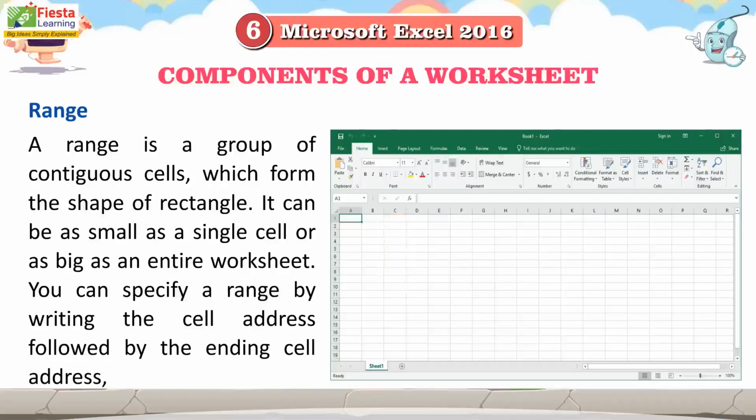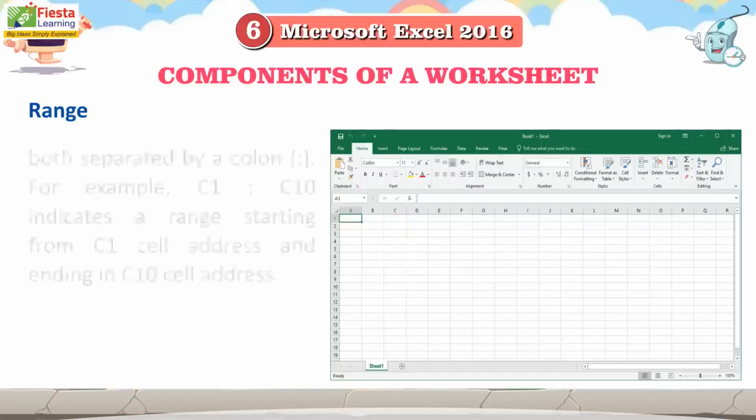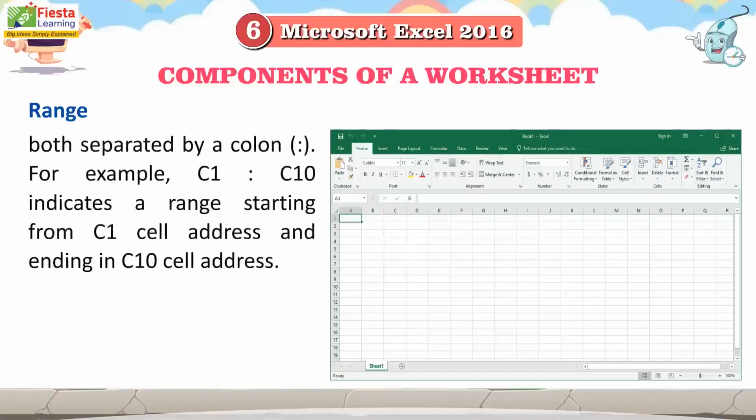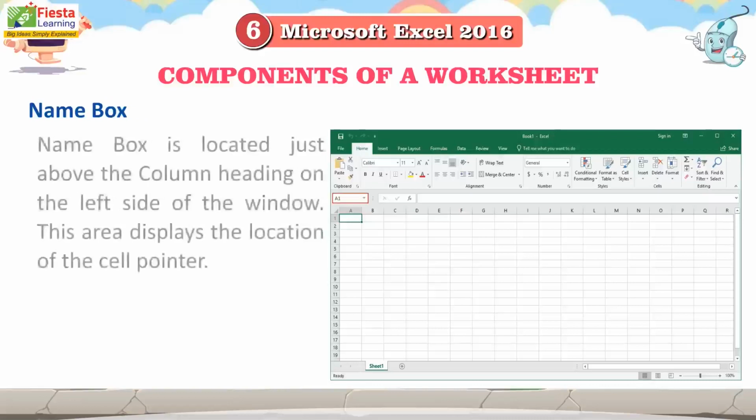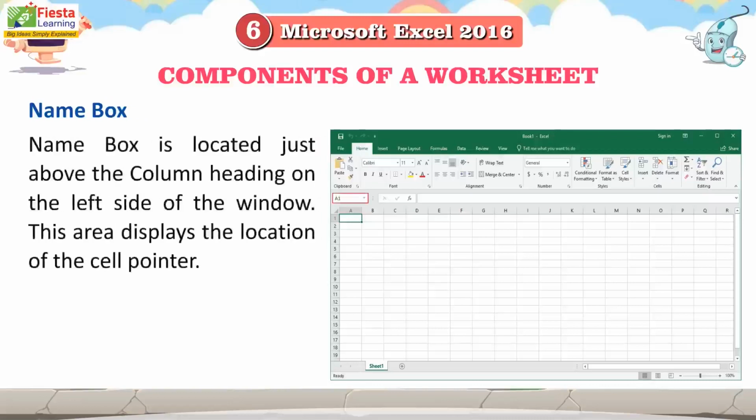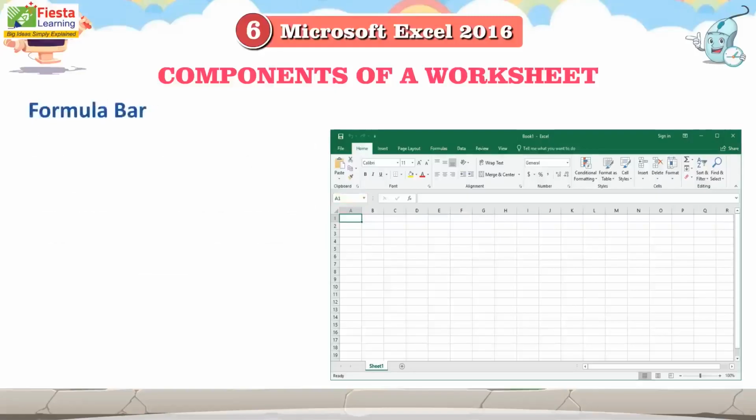You can specify a range by writing the cell address followed by the ending cell address, both separated by a colon. For example, C1:C10 indicates a range starting from C1 cell address and ending in C10 cell address. Name box. Name box is located just above the column heading on the left side of the window. This area displays the location of the cell pointer.